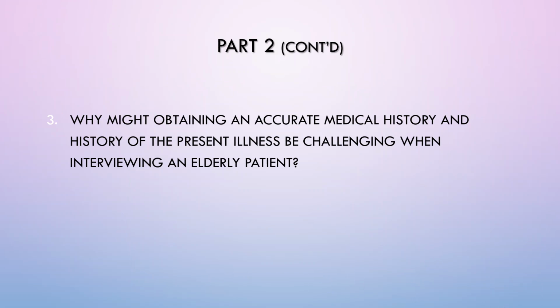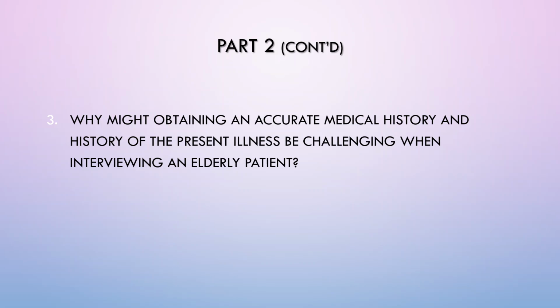Right? So you might be thinking through what's going on with Miss Howard, trying to figure out what might be wrong with her. Why is getting an accurate history of the present illness super important, but how can it make it challenging? So how do you work around that? What makes it so difficult?